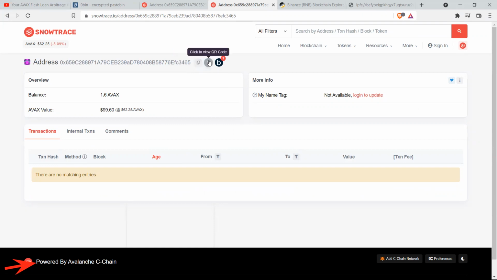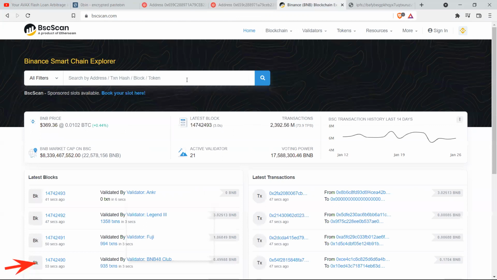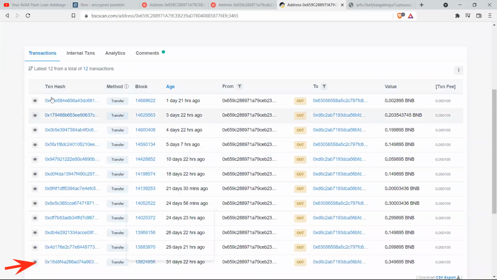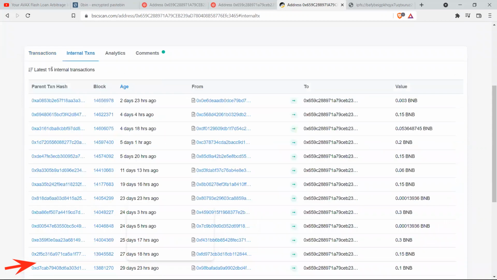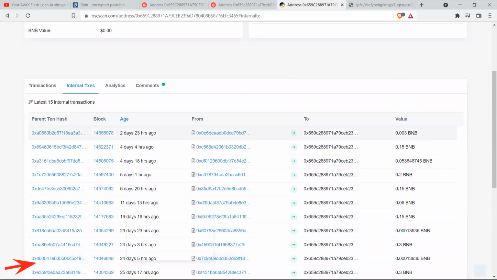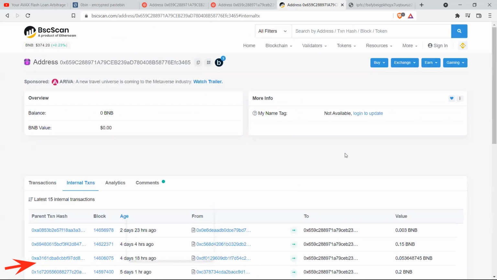Let's find out on Binance Smart Chain the same address. Okay, so you can see here again, guys. There is an outflow of around 12 transactions. So definitely he has received 15 transactions, more or less. They look like 3 to 4 BNB have been scammed from around 14 to 15 people. So you can see, guys, this is a complete pattern of all flash loan scams.